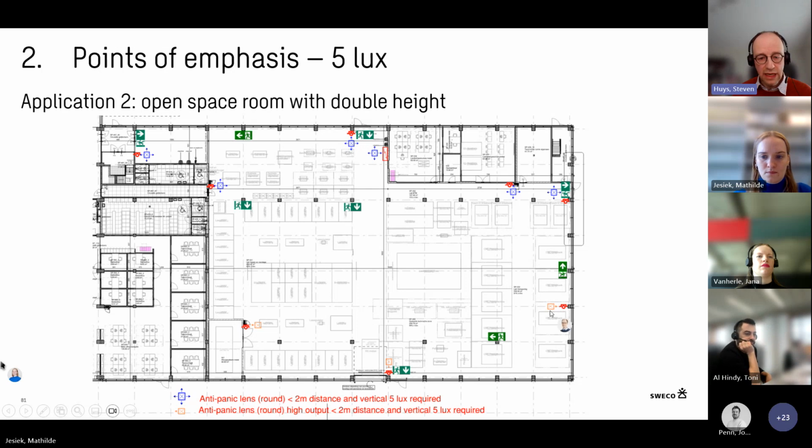And here at the double height, we need the orange luminaires, and they are the high output variants to meet the 5 lux requirements also.